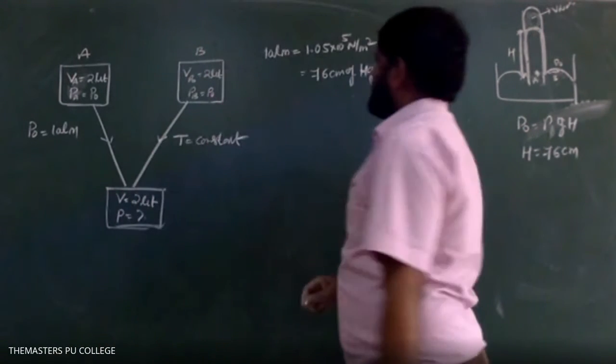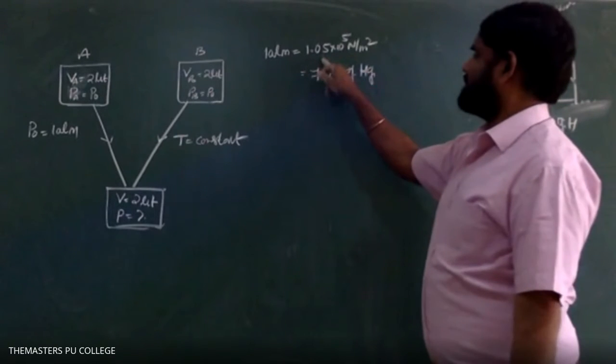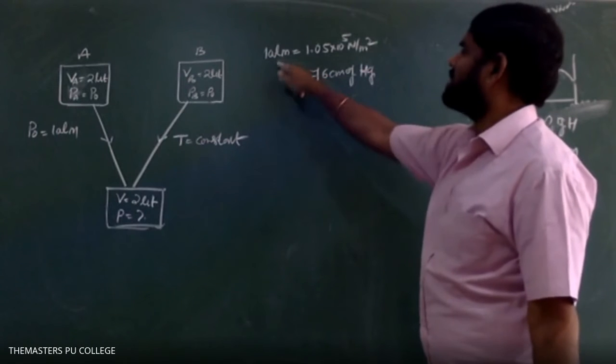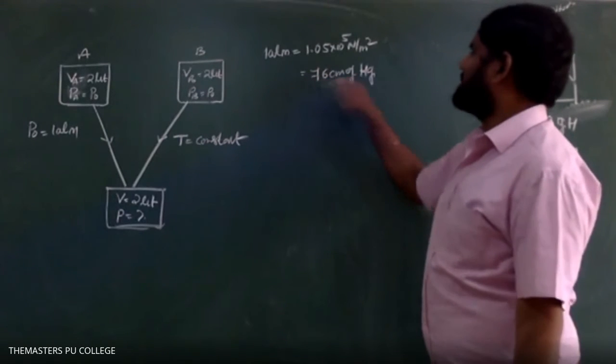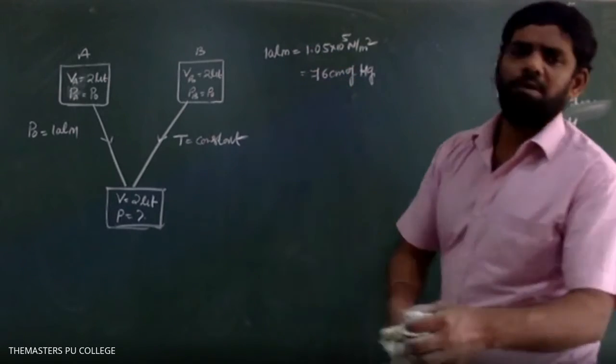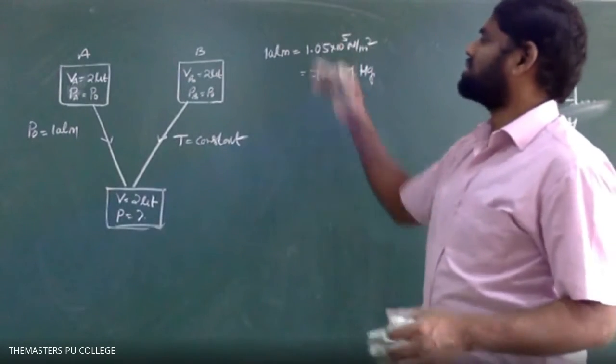So in order to measure in terms of Newton per meter square, we will get the value like this. Or in terms of the height of the mercury column, 1 atmospheric pressure is equivalent to 76 centimeter of Hg. Whichever value is needed in whichever particular case, we are going to use that.